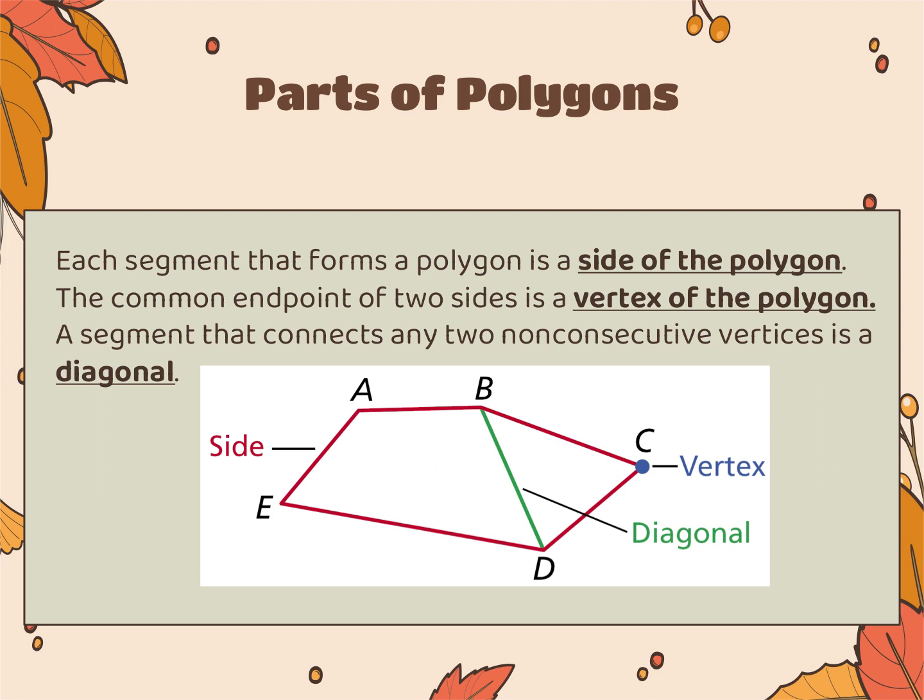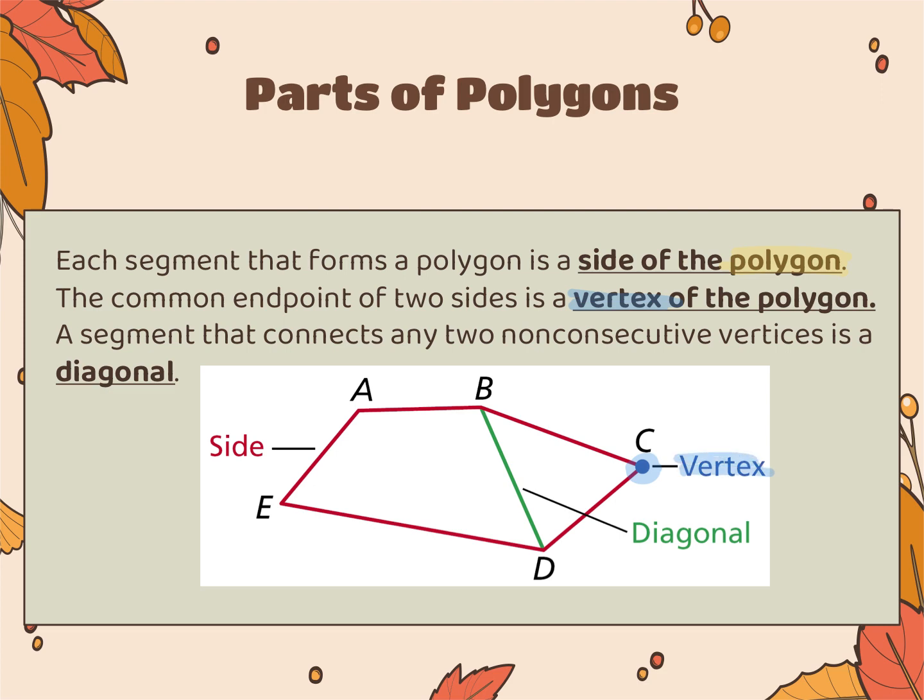It says each segment that forms a polygon is a side of the polygon. The common endpoint of two sides is the vertex, so we should know that. An endpoint is where two sides meet and that makes a point a vertex. So that's my vertex, which is right here. It's highlighted in blue for us.